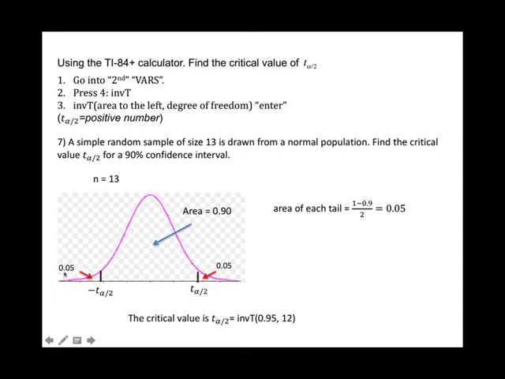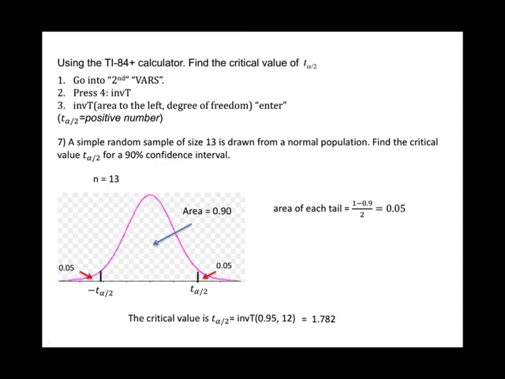So you could add up these two numbers, which is going to be 0.95, or you could do 1 minus 0.05, comma, degrees of freedom, n minus 1, okay? Sample size is 13, 13 minus 1 is going to be equal to 12. So you should get 1.782.